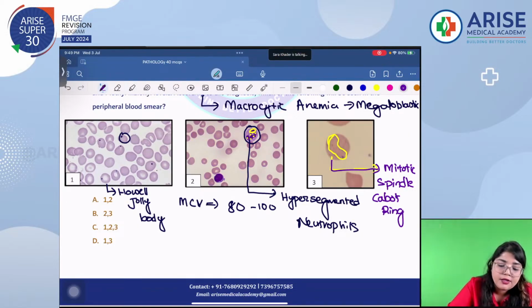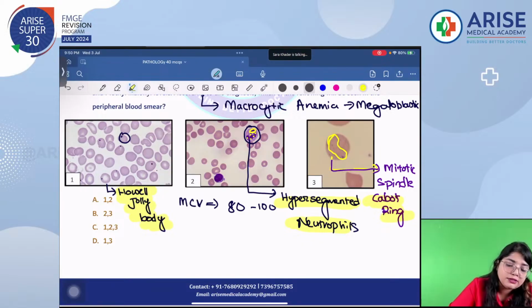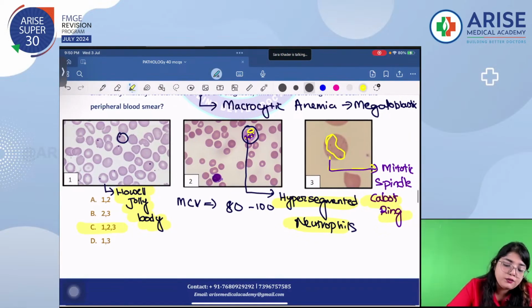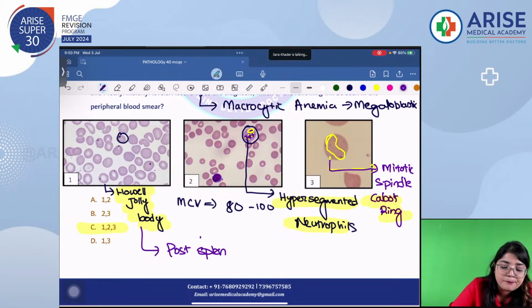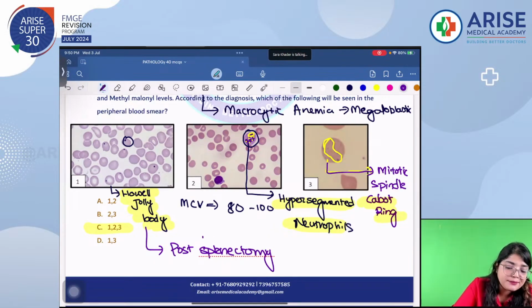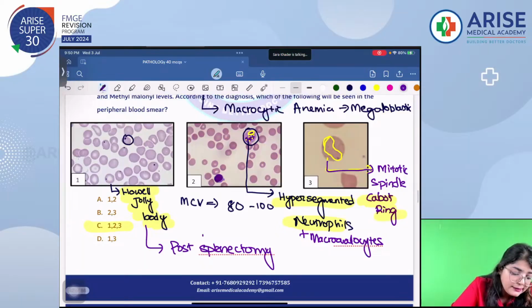Okay, Cabot ring. So they have asked, which of the following do you see in macrocytic anemia, which is your megaloblastic anemia? So you see all three. Remember, Howell-Jolly bodies are seen in megaloblastic anemia as well as cases of post-splenectomy. And this is your hypersegmented neutrophil. Very, very, very important with the presence of macro-ovalocytes. Okay? And Cabot rings. Figure of 8.